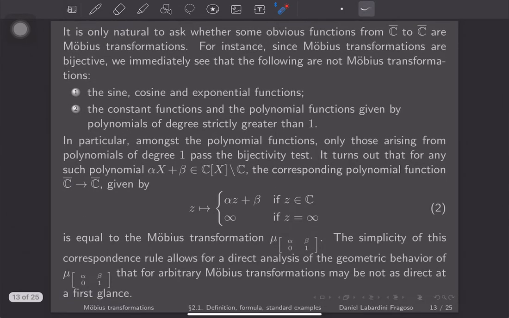Of course, we know some complex functions, and there is the natural question of which of them are Möbius transformations. For instance, the standard ones would be sine, cosine, exponential, or logarithm, but logarithm is multivalued, so it is not going to be a Möbius transformation. Sine, cosine, and exponential are not Möbius transformations. So, can someone give me the argument as to why the sine is not a Möbius transformation from C bar to C bar?